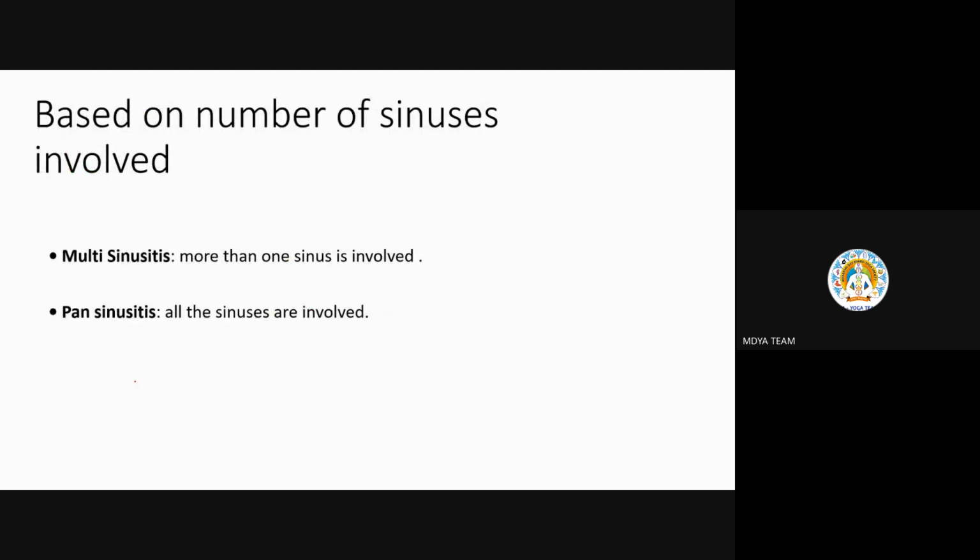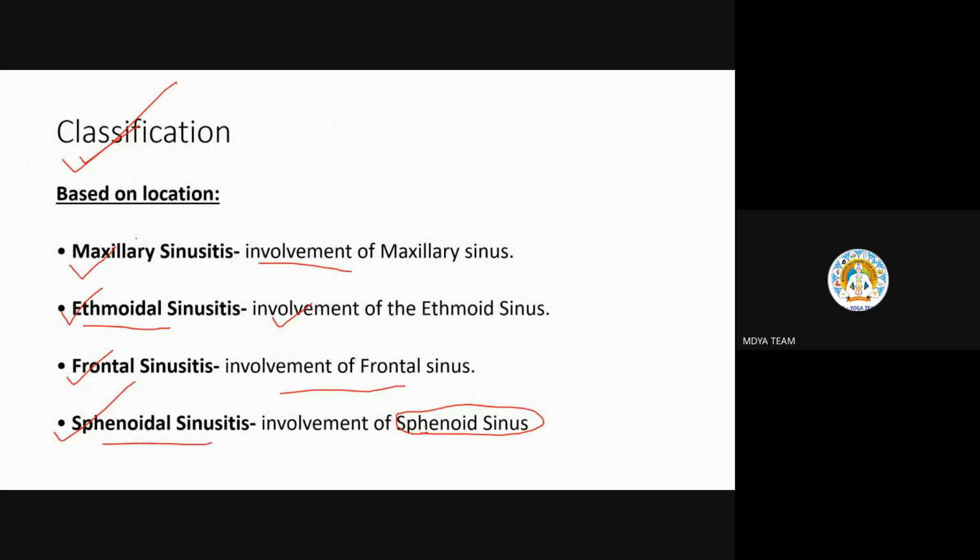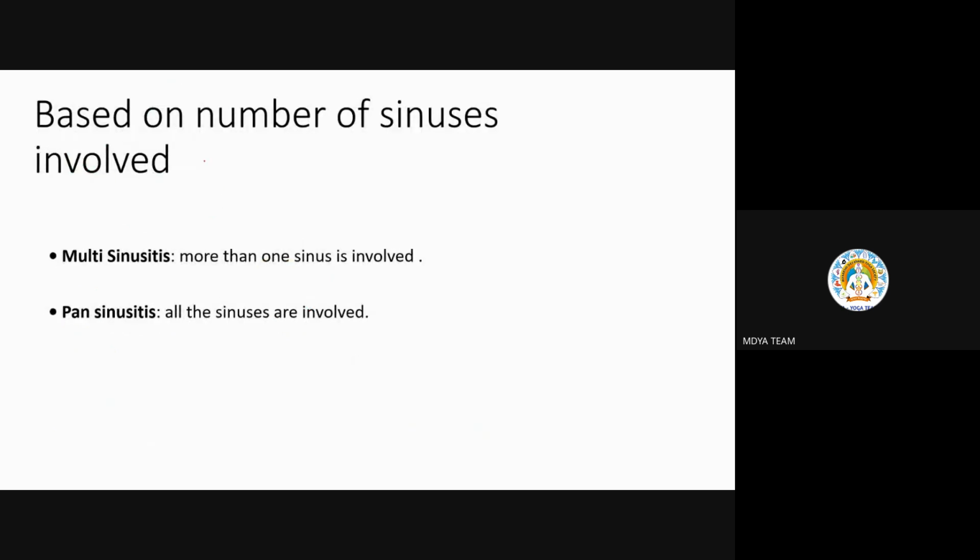So now, this is based on the location where the inflammation or the problem is happening, in which sinuses. Here, it is based on the number of sinuses involved, how many sinuses are involved. On the basis of this, the division is there. That is multi-sinusitis. With the name itself, very simple: more than one sinus is involved, meaning more than one pair of sinuses is involved. Then it would be called multi-sinusitis.